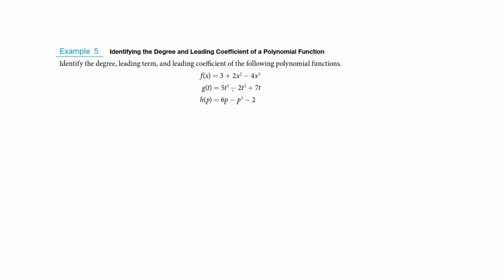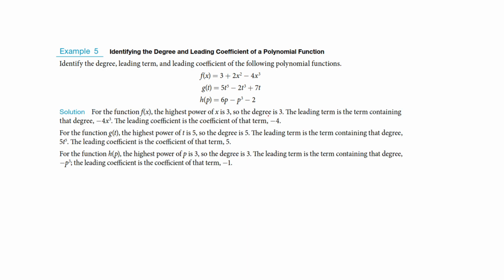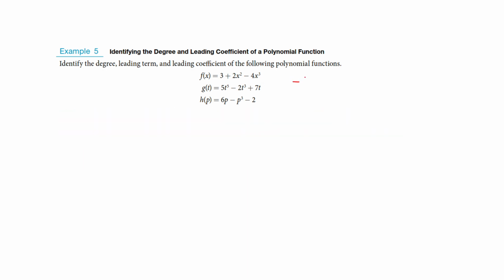Now they're trying to trick you here. We're out of order, and we need to be in descending order. So on that f of x, we should have written it like this. And so the highest degree, so we look at that leading coefficient. The leading term's coefficient is -4. The degree would be 3.